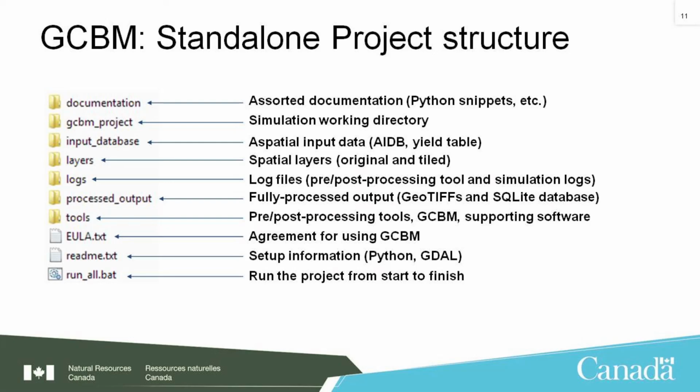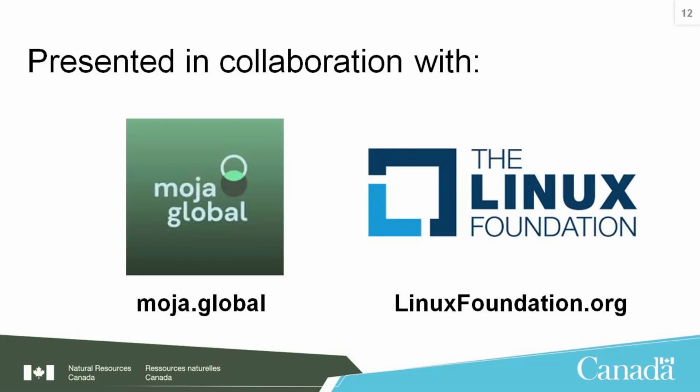Displayed here is the directory structure of the project template. The documentation folder contains important files, including an installation guide, information about the input database schema, the ecosystem indicators in the output database, and example Python snippets for configuring the Tiler script. The GCBM project folder contains a simulation working directory. The input database folder contains the aspatial input data, for example, the archive index database and the yield table. In the next video, we'll discuss a project example called Rectangle World.